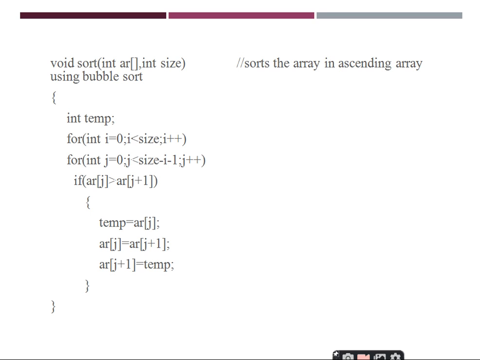So here we have the sorting code using bubble sort. Initially we have taken a temporary variable. We have initialized two loops here, an outer loop using the variable I and an inner loop using the variable J. Here we are comparing them. AR is our array having n elements. We compare the first element with the next element. If it is greater, then we swap them. And this loop continues till all of the array elements are sorted.